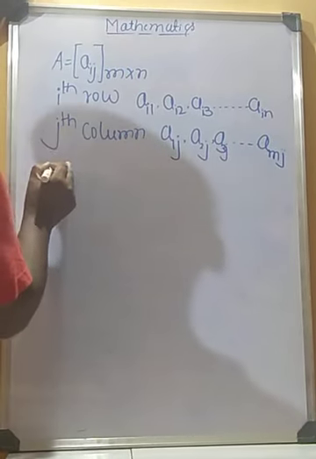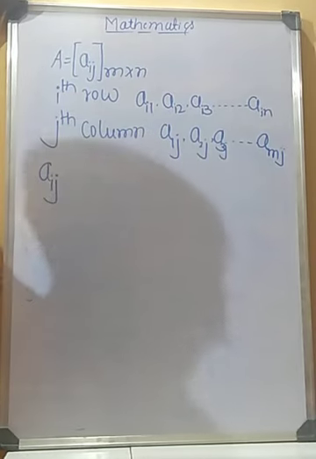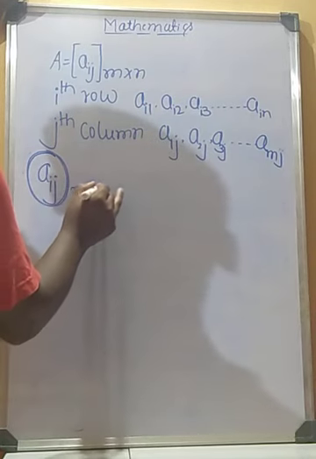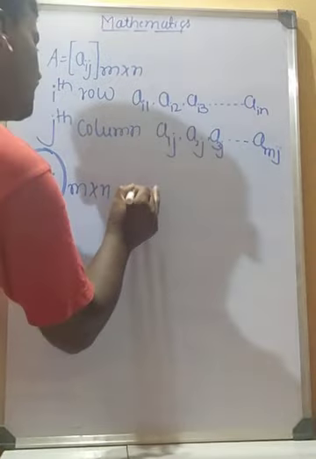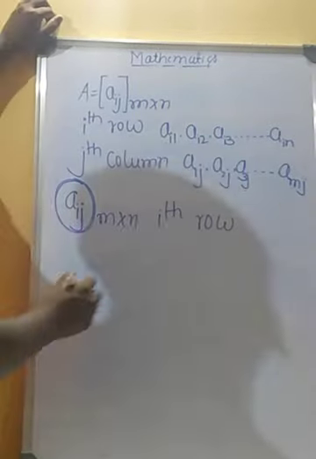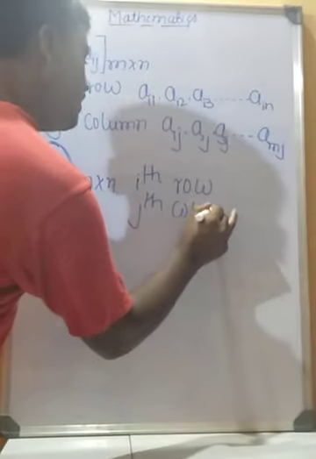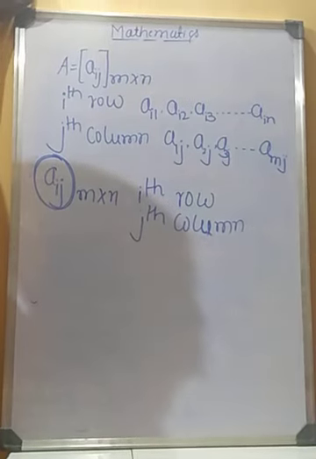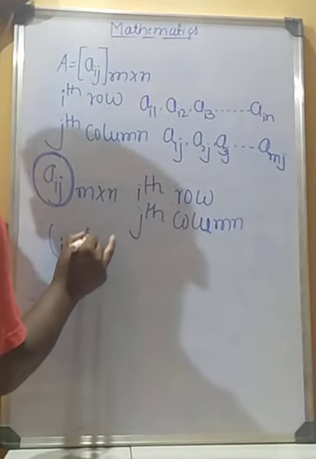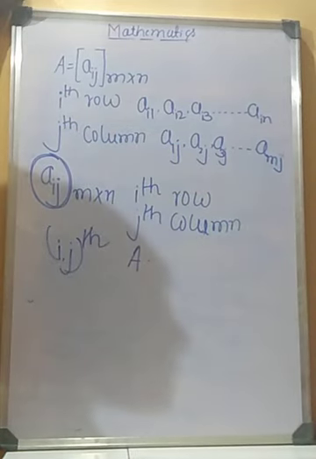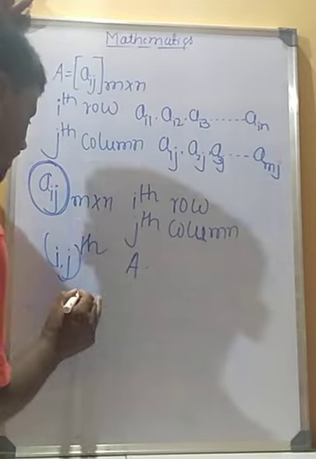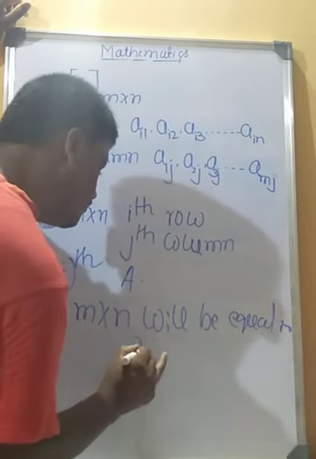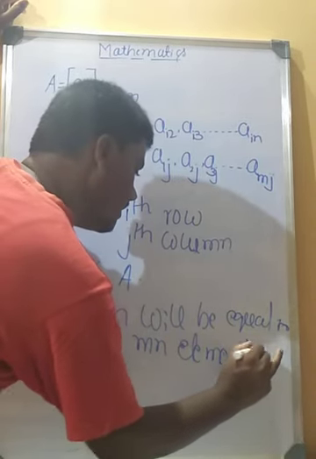In general, again, Aij is an element of the matrix of order m cross n, lying in the ith row and jth column of matrix A. Then we can also call it the i comma jth element of matrix A. The number of elements in an m cross n matrix will be equal to mn elements.